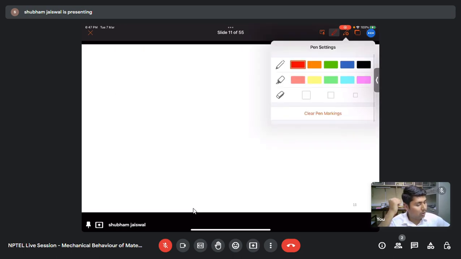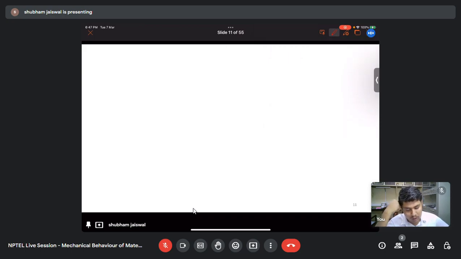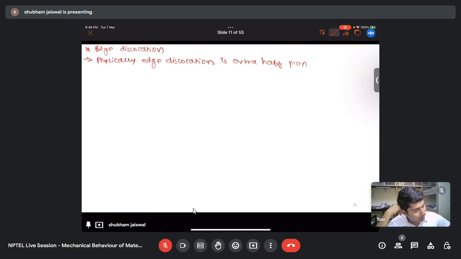Then we have seen the dislocation fundamentals, and in that, first we have seen the edge dislocation. What is edge dislocation? It is nothing but an extra half plane added in the material, in the sequence of atoms. So physically, edge dislocation is an extra half plane.